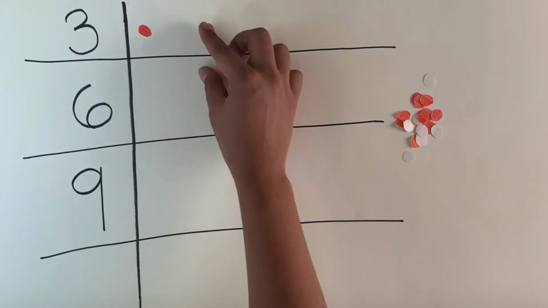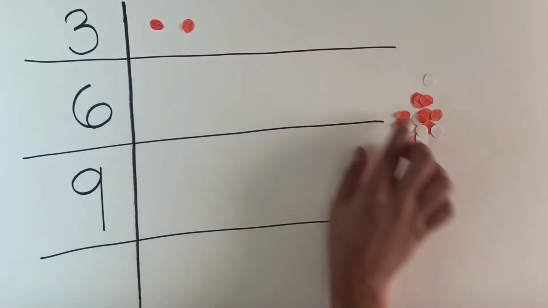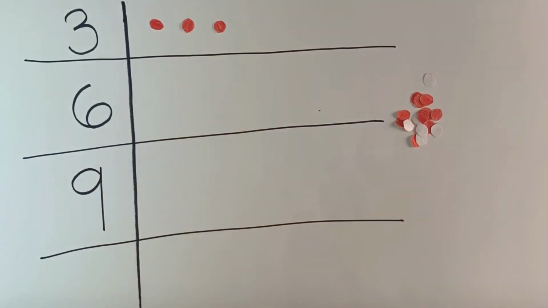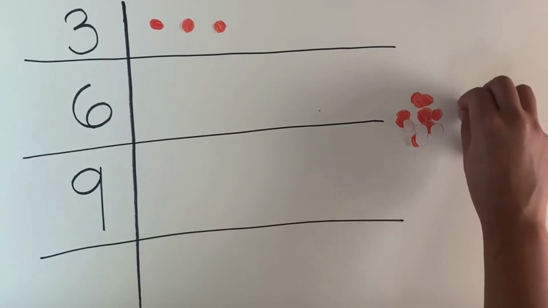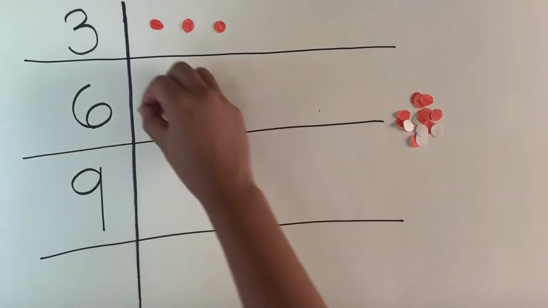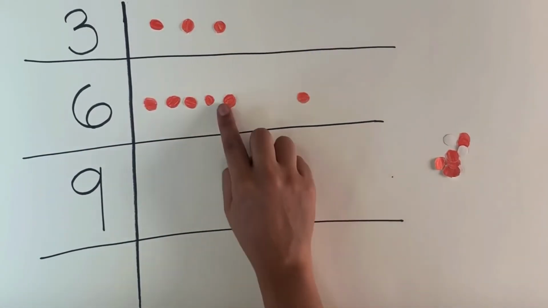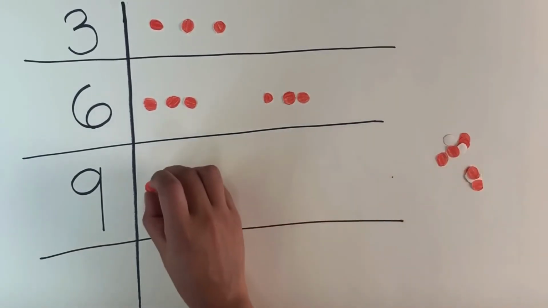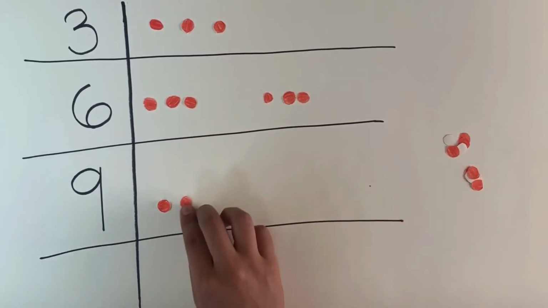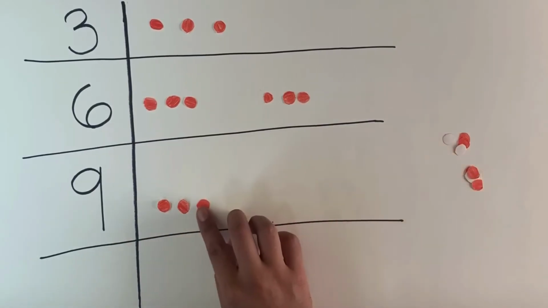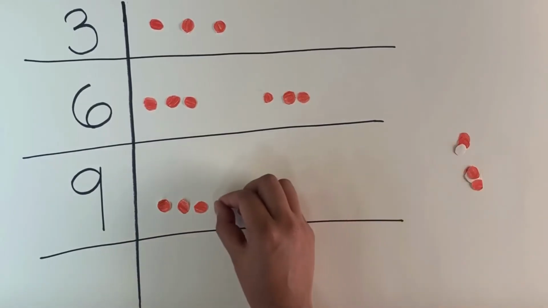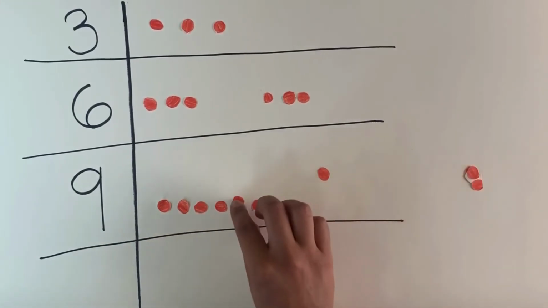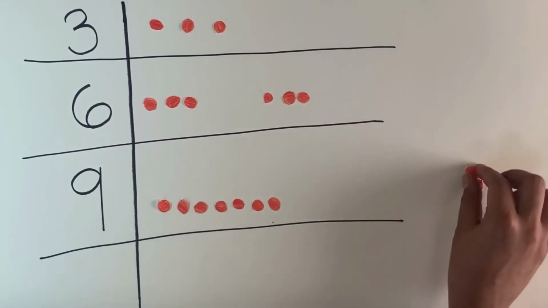The first one is 3, since we're counting by 3, so I put 3 little red dots there. The next one is 6, and I'm going to put 6 red dots here, but I'm also going to group them into 3s so I can see how many groups of 3s are in the number 6. I'm going to do the same for the number 9 as well, and see how many groups of 3s are in the number 9 after I put all my red dots out.